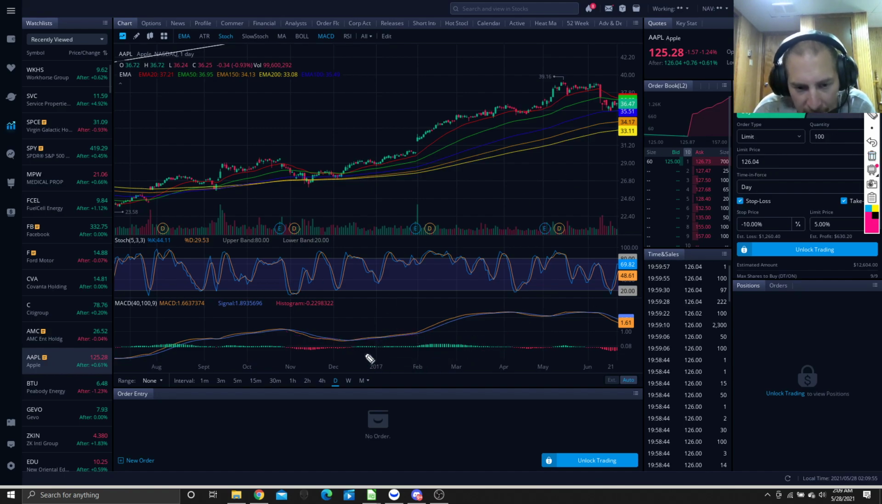You can set this MACD up to where it doesn't have this. I personally like leaving it on there. So we're looking for just the two things here, the cross down and the cross up.